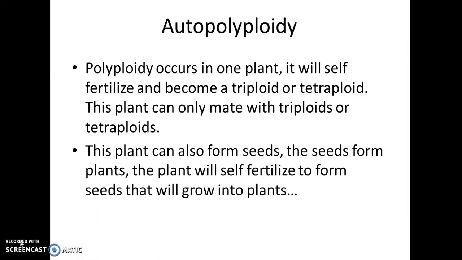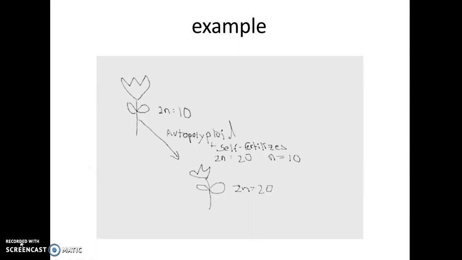Remember, if you have to, please pause this video at any time. Polyploidy occurs within one plant, and then it will self-fertilize and become a triploid or a tetraploid. Now, this plant can only mate with triploids or tetraploids that were started originally. This plant can also form seeds. These seeds form plants, and the plants will self-fertilize to form seeds that grow into plants. So once you get that down, I do have a diagram here.